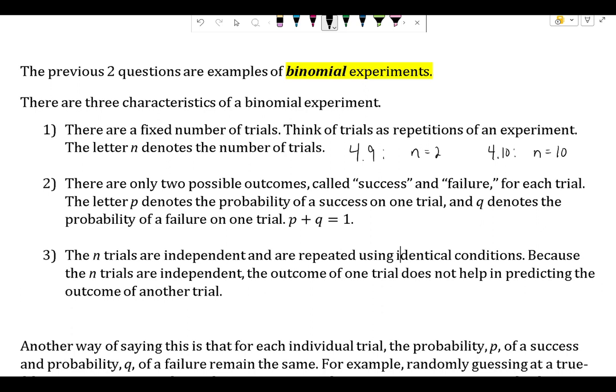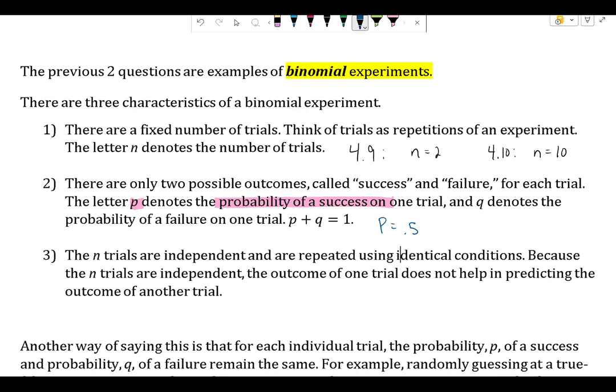The letter P denotes the probability of a success on 1 trial. So in the previous 2 examples, we only had 2 outcomes for tossing a coin. Each one of those had a 50% probability. So P would be equal to 0.5 for the previous experiments. And the letter Q denotes the probability of a failure on 1 trial. Note that P and Q are complements of each other, meaning that their sum is 1.